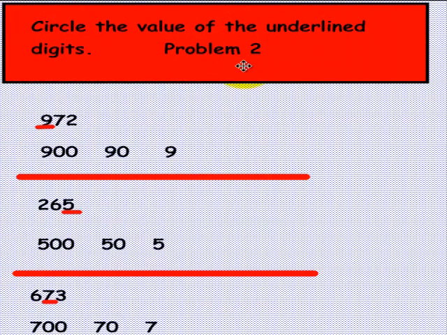Problem number 2. We are going to look at values. You'll notice we have a number here that's underlined. Please circle the value of which one of these three numbers represent the 9, the 5, and the 3. If you would please pick up a pen to solve this problem.